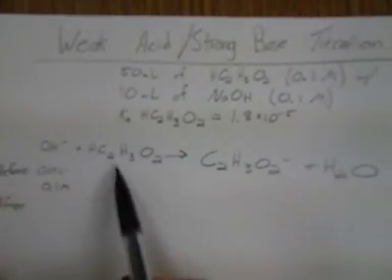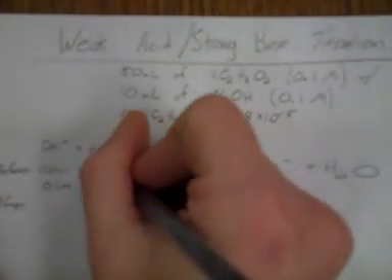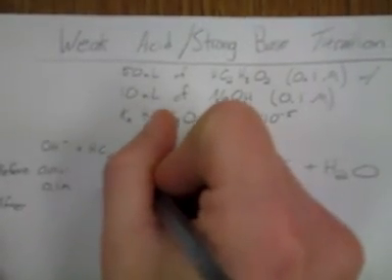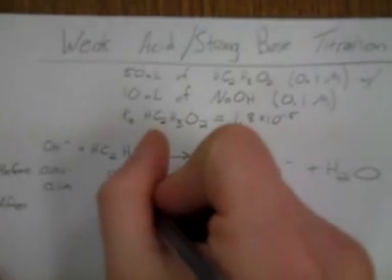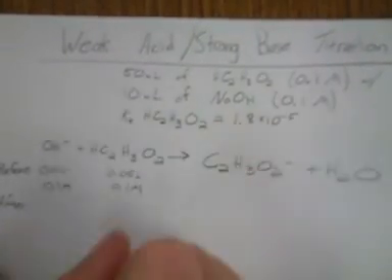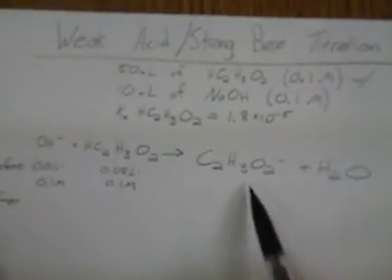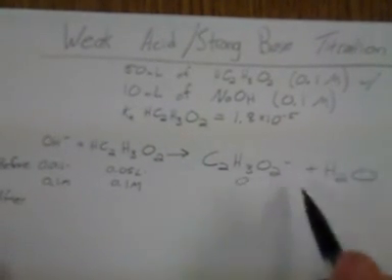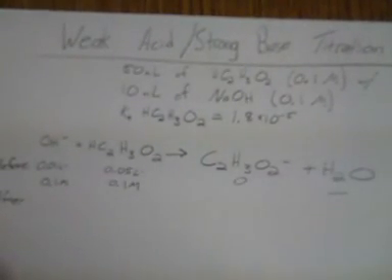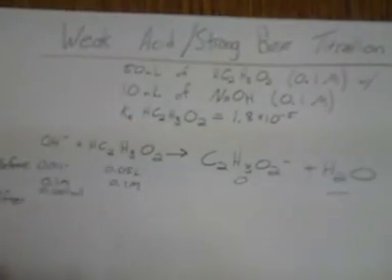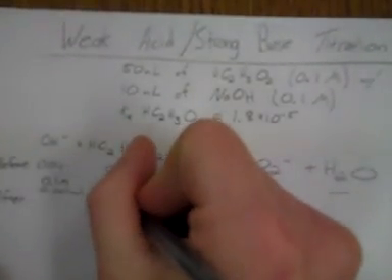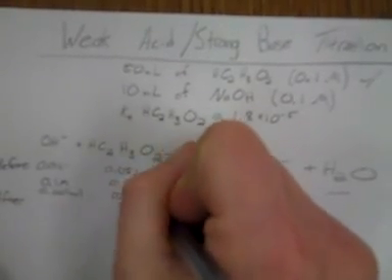And then same thing for this, you have 50 milliliters, 0.05 liters. Multiply that by your molarity. And then you don't have any acetate ion yet, and we don't really care about water. So your OH negative is 0.001 mole. Acetic acid is 0.005 moles.